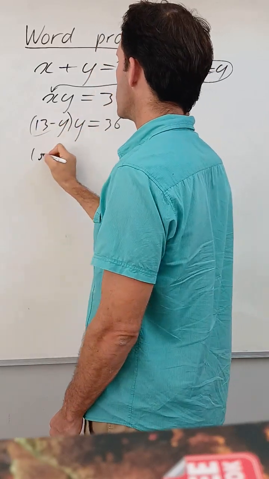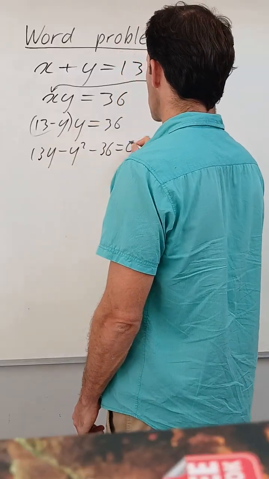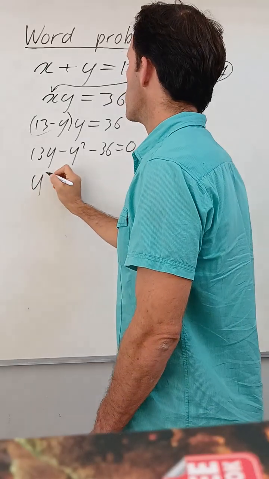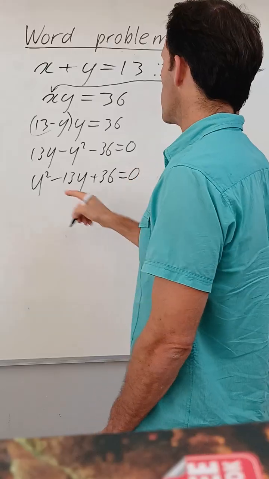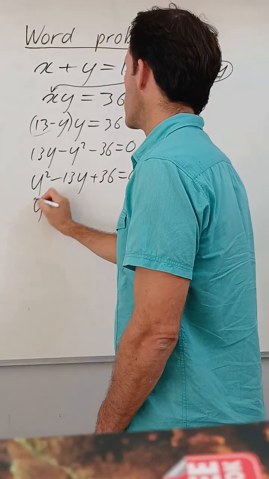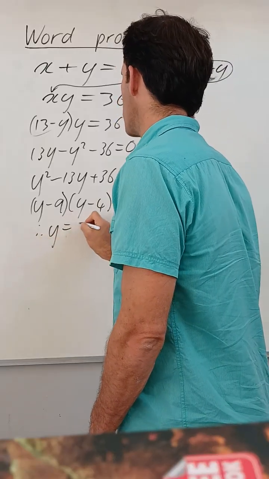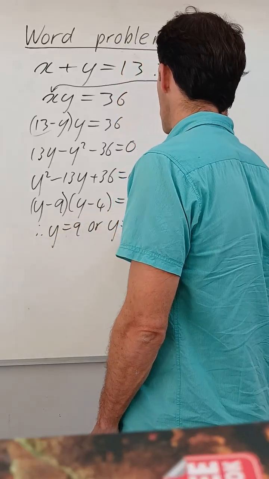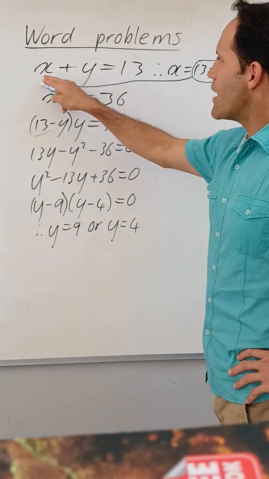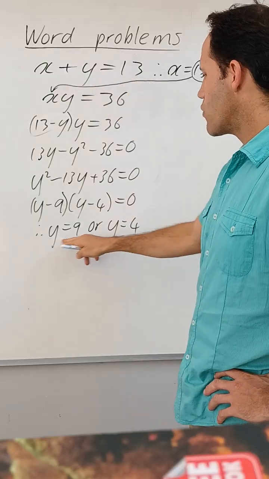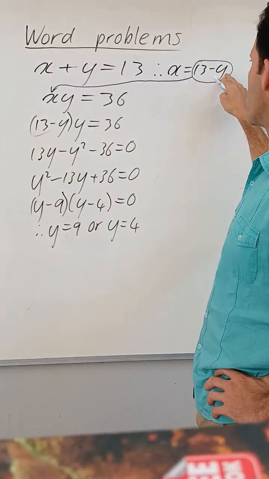And then we can multiply it in: 13y minus y squared. Take the 36 over, minus 36 equal to 0. And then just change the signs. So y squared minus 13y plus 36 equal to 0. And then we can factorize. (y minus 9)(y minus 4), which therefore means that y must be equal to 9 or y must be equal to 4. So obviously it can't be both, but we need the sum of the two numbers to be 13. So if we say let y be 9, then obviously x must be 4. Okay, here you can see 13 minus 9 gives you 4.